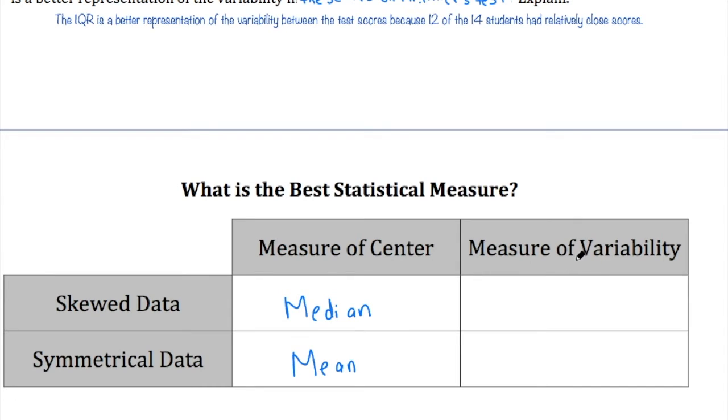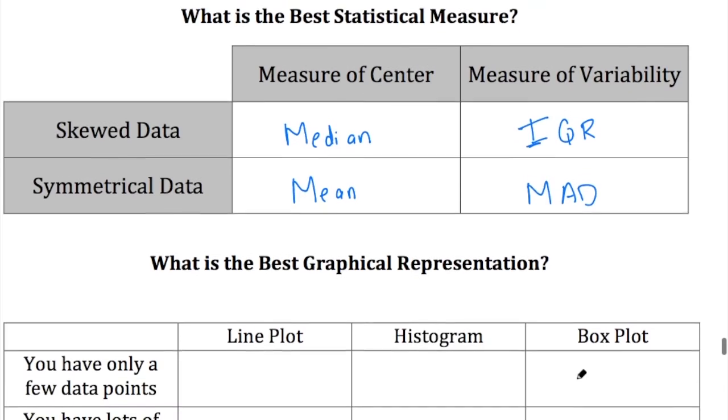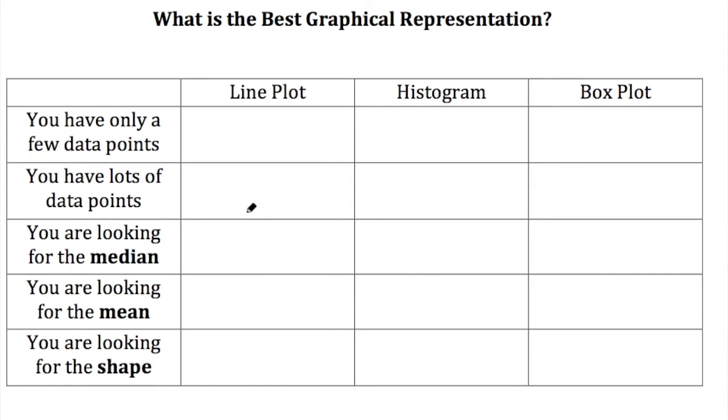Now for variability, because median kind of is connected with our box plot, as is IQR, IQR is going to be our better measure of variability. And for symmetrical, the MAD. The MAD is bad with skewed data because it's based off of the mean, so when the mean's bad, so will the MAD be also a bad measure.